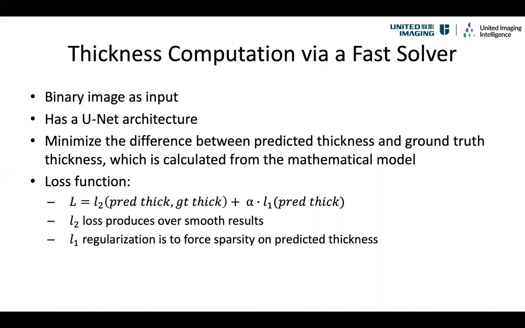First, we propose a fast solver to estimate the thickness from a binary image. It has a UNet architecture. Our target is to minimize the difference between the predicted thickness and the ground truth thickness, which is calculated from the mathematical model. We propose a loss function as follows. We want to minimize the L2 difference between the predicted thickness and the ground truth thickness, and add another L1 regularization to force sparsity on the predicted thickness.